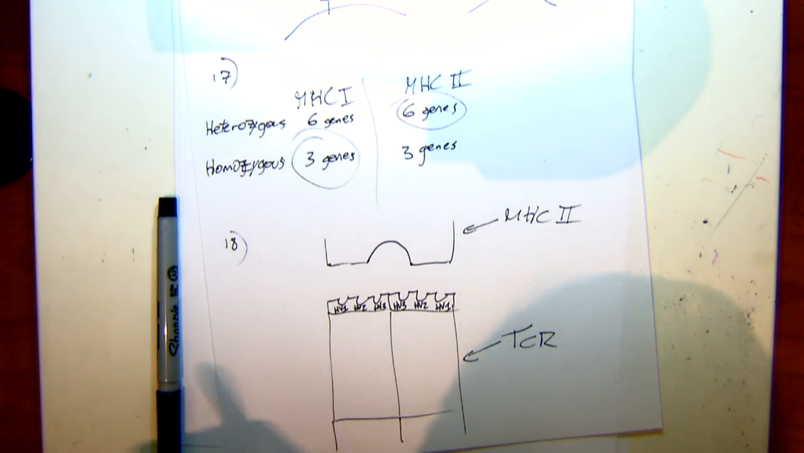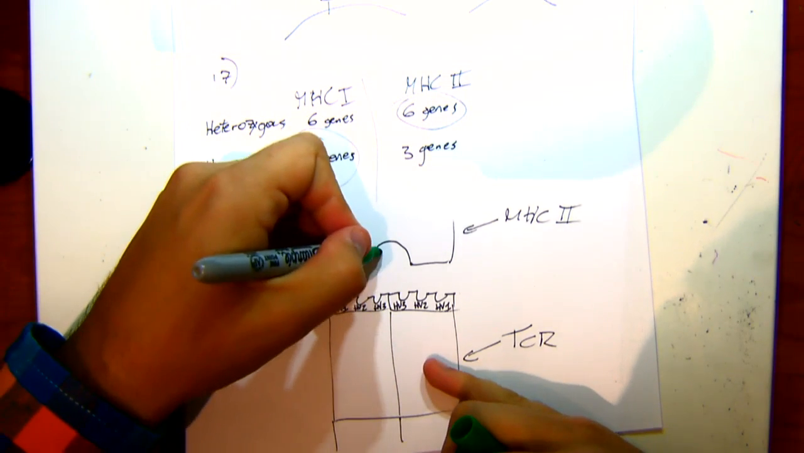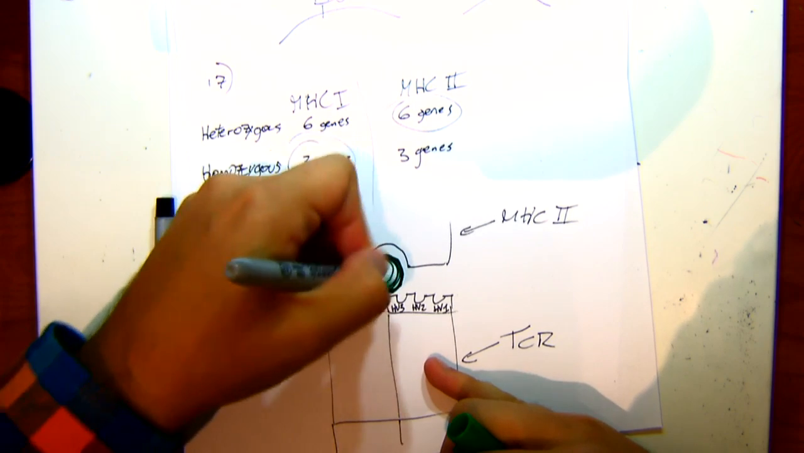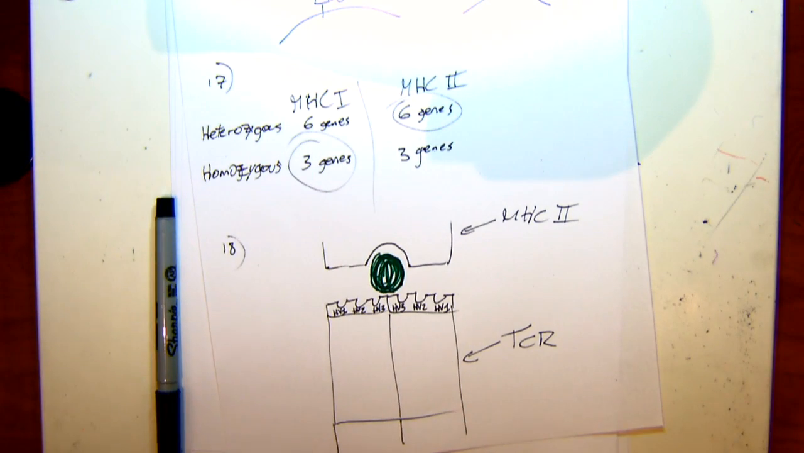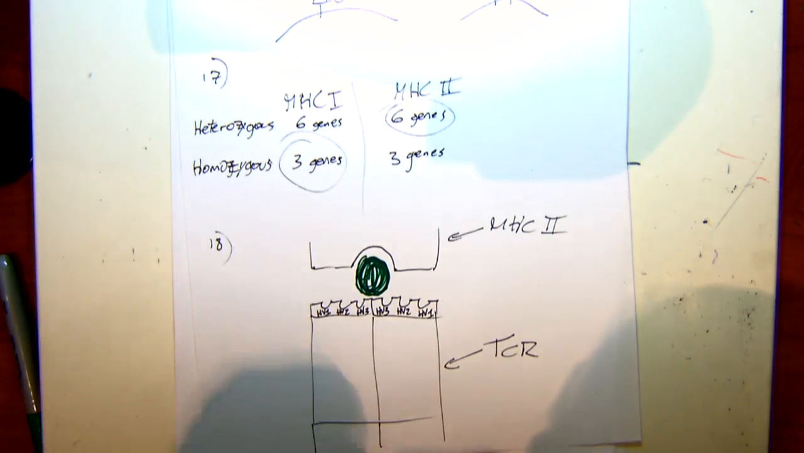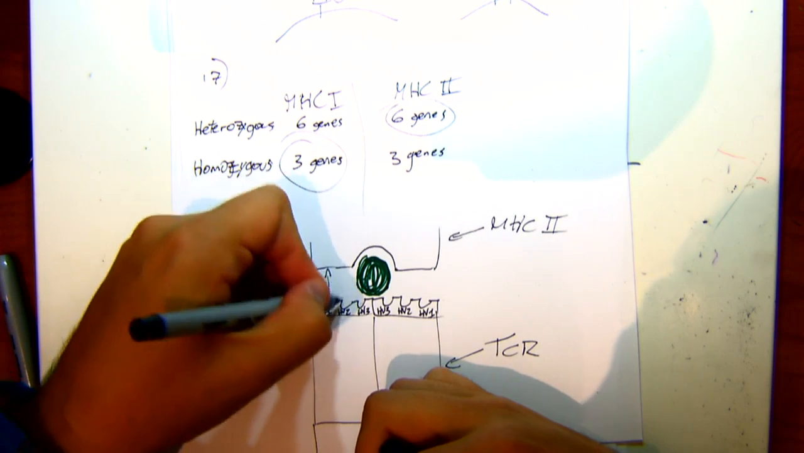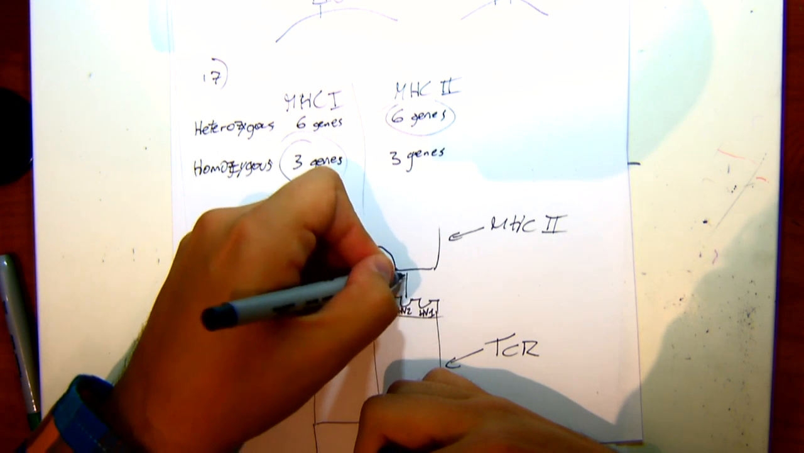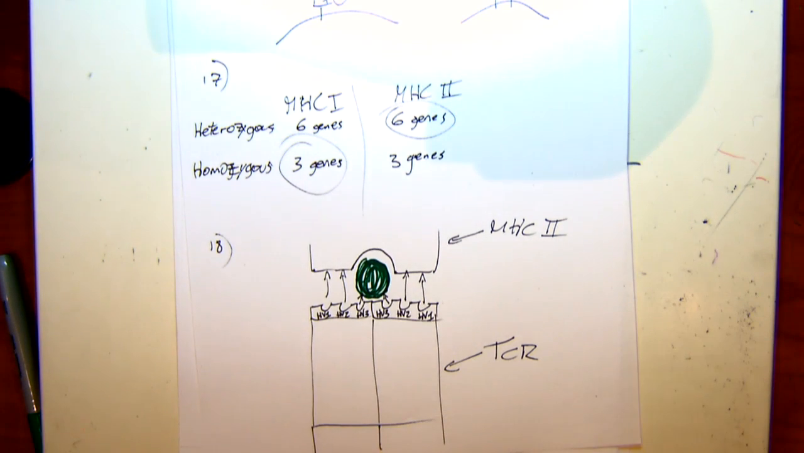And this is where your peptide would go. So your HV1 and 2 will recognize the MHC, while your third hypervariable regions will recognize the peptide. It's that easy. Does it make sense with the drawing?